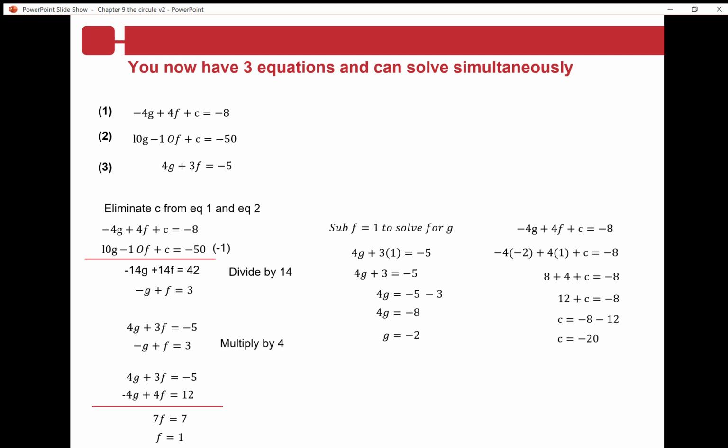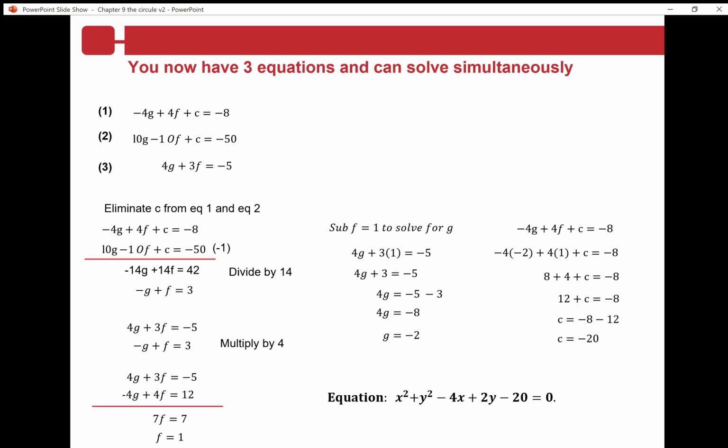I now know that f is equal to 1, g is equal to minus 2, and c is equal to minus 20. So we're going to substitute those into our equation of the circle. x squared plus y squared plus 2gx plus 2fy plus c equals 0, and we're left with x squared plus y squared minus 4x plus 2y minus 20 equals 0.